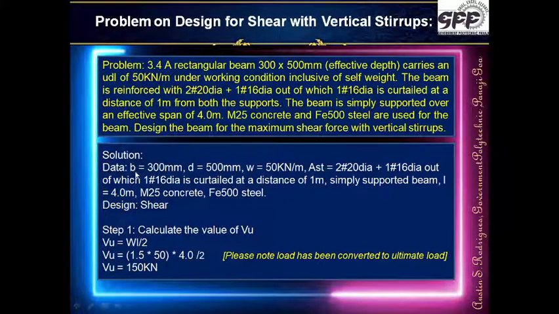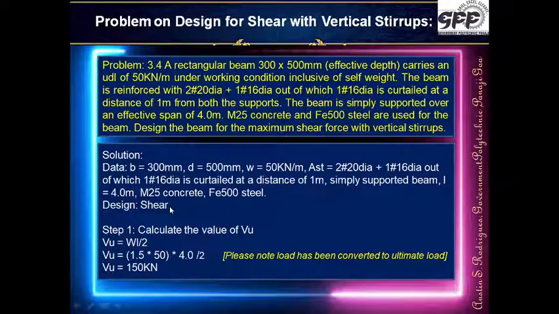In the solution, first we are compiling the data. The width is 300 mm, the effective depth is 500 mm. We have 50 kilonewton per meter as the UDL. AST is a combination of two different diameters, 2 bars of 20 and 1 bar of 16, out of which 1 bar of 16 is curtailed at a distance of 1 meter from either end. Simply supported beam, effective span 4 meters, M25 concrete, Fe 500 steel. So having got all this, we have to design it for shear.